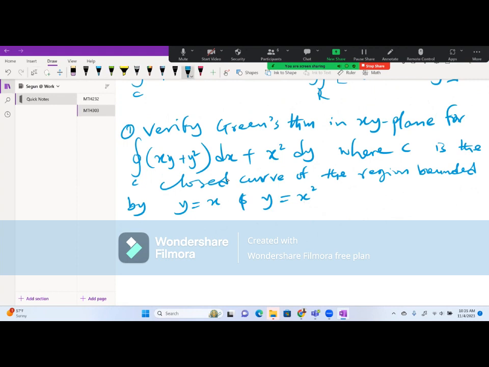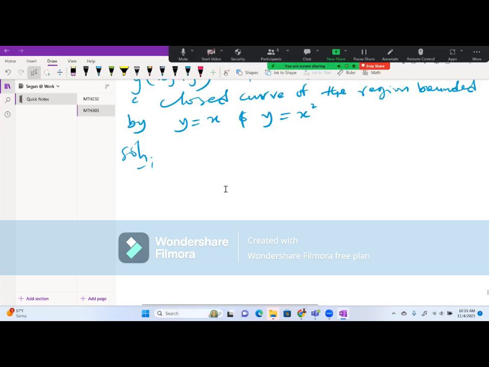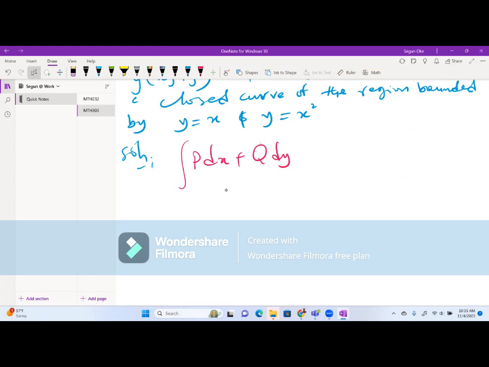So the solution will be, let's solve it. The integral of P dx plus Q dy. You just have to first of all write the formula down. It is equal to the integral of partial Q with respect to x minus partial P with respect to y.